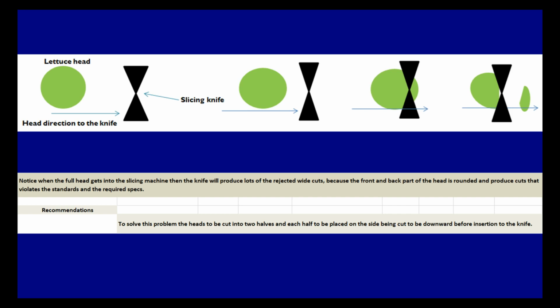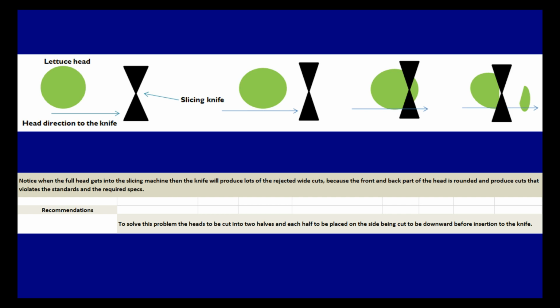A proactive presentation is done to give info about the product in contrast to McDonald's specs during processing, based on the raw material used. From the very beginning we will be able to know the slice's shape with numbers inside the final bags. Notice when the full head gets into the slicing machine, the knife will produce lots of rejected wide cuts, because the front and back part of the head is rounded and produces cuts that violate the standards and the required specs.